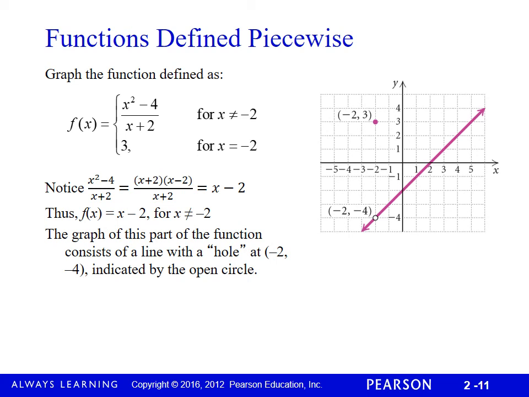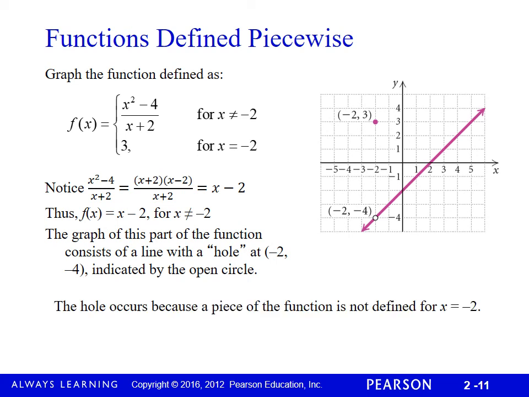And then the graph of the second part, the hole occurs because a piece of the function is not defined. And then we just plot the second point when x is equal to negative 2, y is 3, and we have this point here. And because, again, it's for only one value of x, there's only one value of y, and it's just a point. All right, hopefully that was clear. Do some practice and pay attention to this and watch it again if you need to.